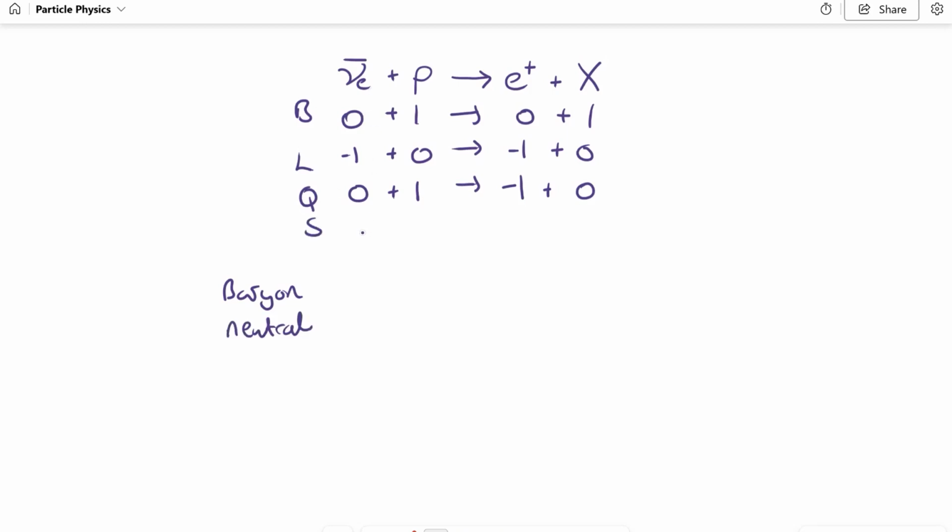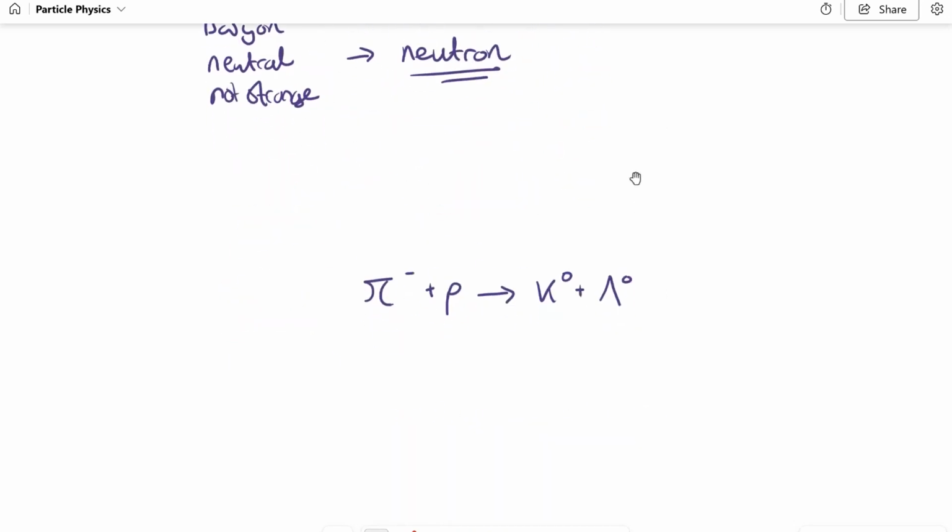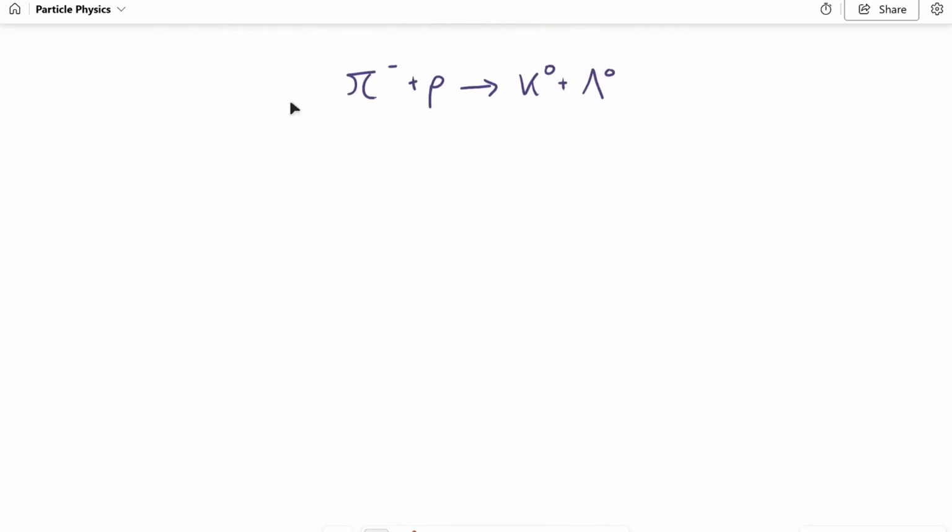Okay, let's just check strangeness. Strangeness are all 0 here. None of these are strange particles. So we know it's not strange. So it's a not strange baryon. Well, what not strange baryons do we know that are neutral? It is, therefore, a neutron. So particle X must be a neutron. Otherwise, this wouldn't work.